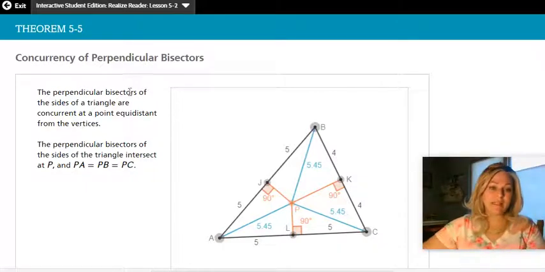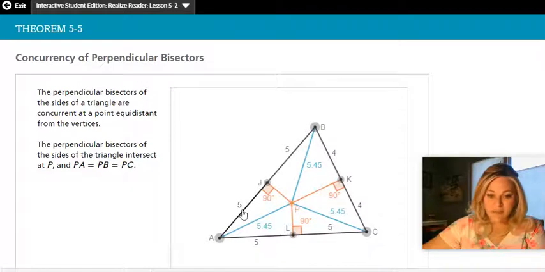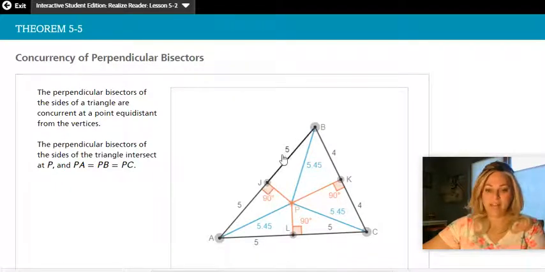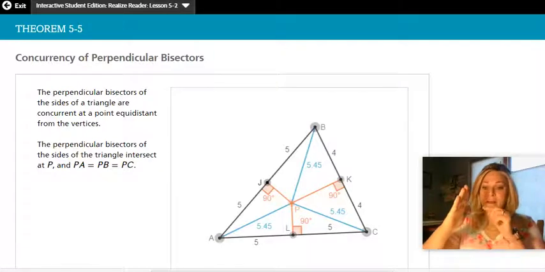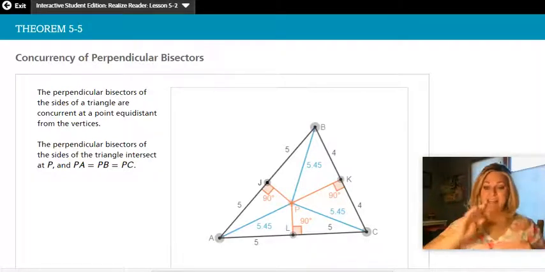So it says the perpendicular bisectors. Keep in mind, perpendicular bisectors. Here's an example. This 5 and 5, that means this J to P, that's the bisector. It cuts it perfectly in half, 5 and 5. Perpendicular intersects at a 90-degree angle. So all 3 sides of the triangle have been bisected at a 90-degree angle.